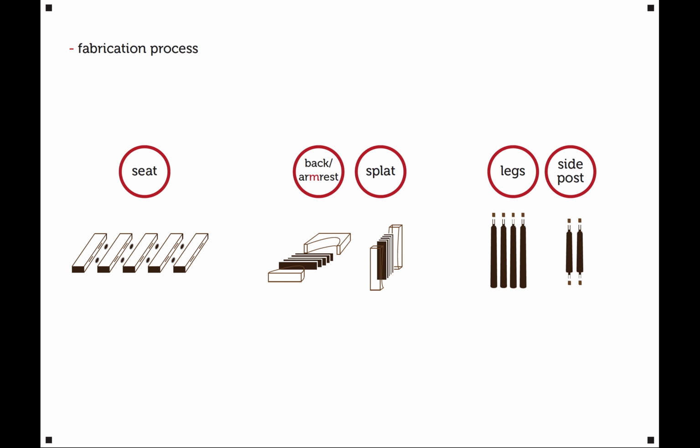For the seat, it can be glued together by 4 to 5 pieces of wood using biscuits. For the back and the middle splat, due to the curvature, they can be laminated using a positive and negative jig. The legs and side posts are round, so they can be turned.